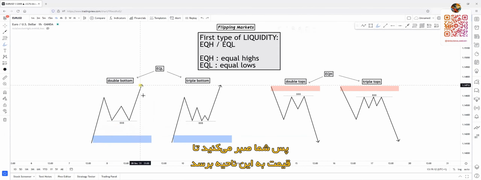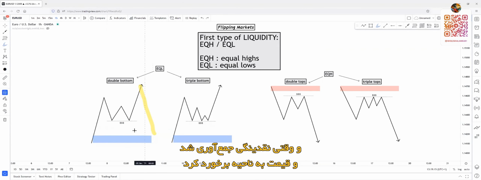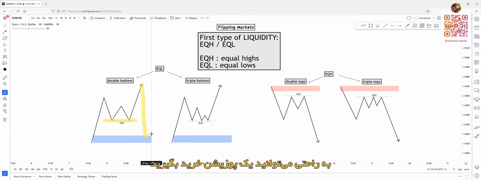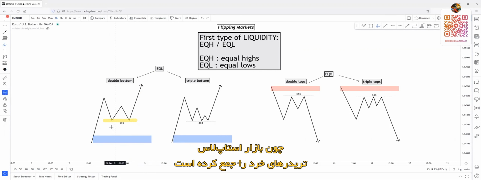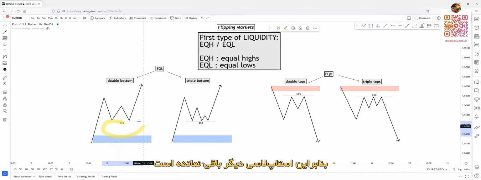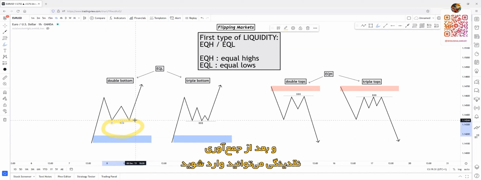So you will wait for this zone to be tapped, and after the sweep of the liquidity and the zone tap happened, you can easily hop into a position and enter a long trade, because the market collected the retail traders' stop losses. So there are no more stop losses that need to be collected. After the purge, or the liquidity sweep, you can easily hop in a trade.